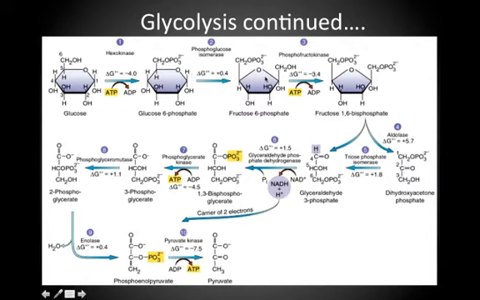Now, the next reaction is the process of putting another phosphate on there. Now, if you're thinking, why are we going to do that? I apologize about that. I was talking about fructose 1,6-bisphosphate.